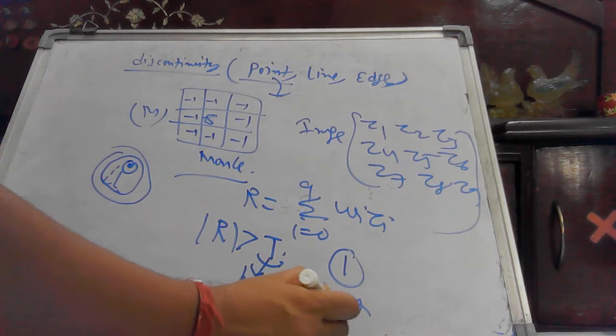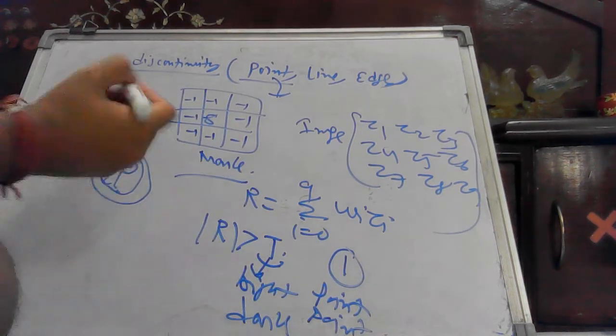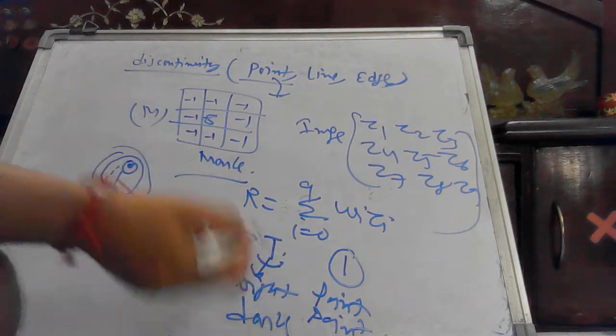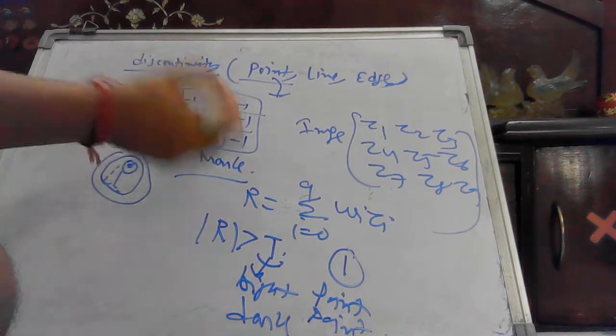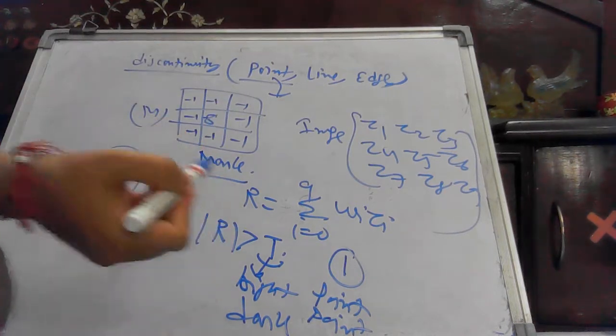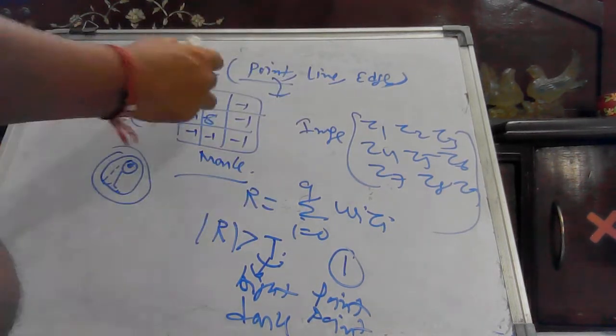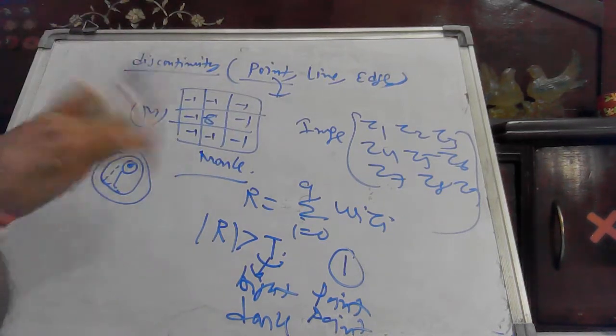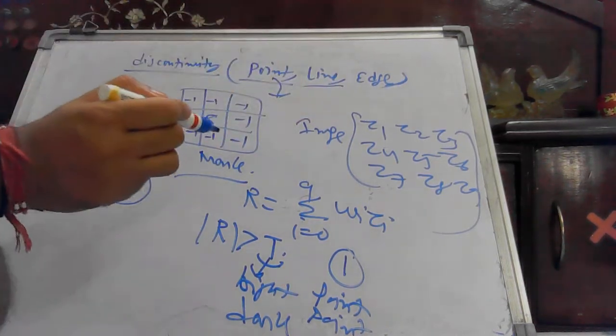So if the background is dark, the point will be bright. If the background is bright, it will be dark. So it depends on that. You use a simple mask, and based on the threshold you make that point. So this is all about discontinuity detection for point detection. Point detection is very simple. Now we will talk about line detection.